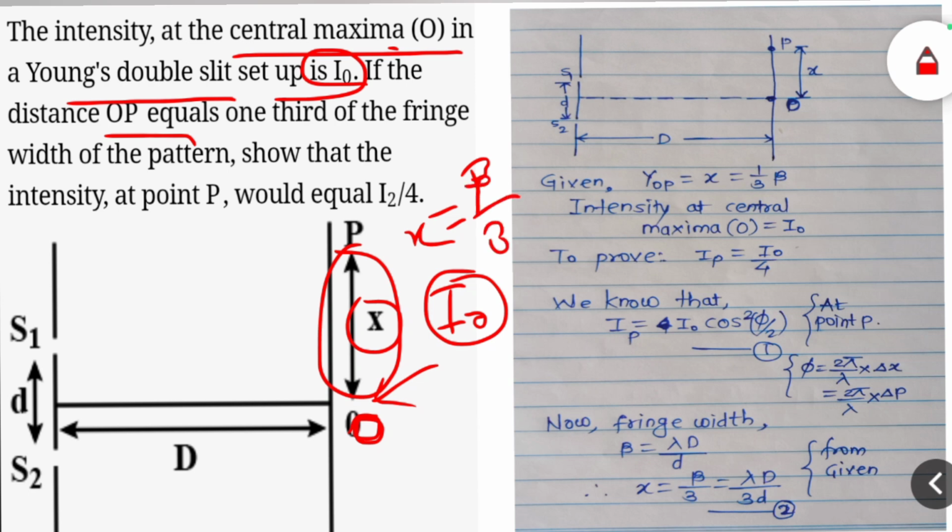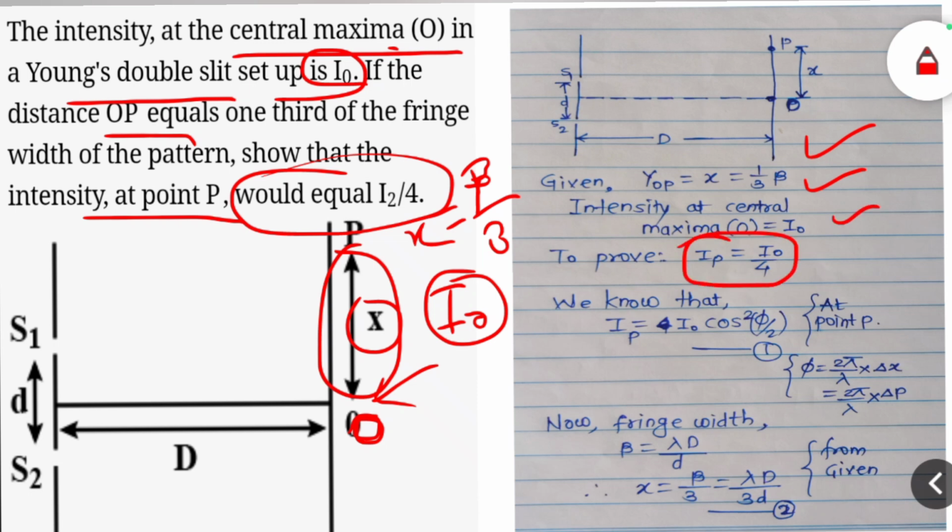Now show that the intensity at this point P is I0 upon 4. Basically it should not be I2 upon 4, it should be I0 upon 4. Given YOP. What is YOP? That is the distance of point P, or the position of the fringe at point P, from the central maxima, which is given by x. So I have written it as given. The intensity at the central maxima is given as I0. We have to prove that the intensity at point P is I0 upon 4.